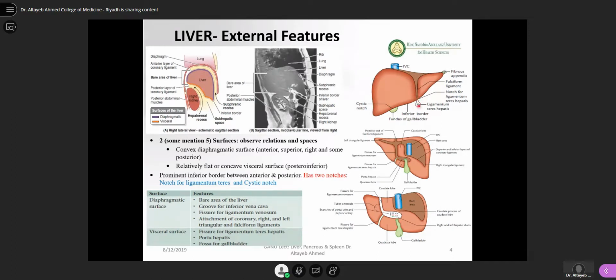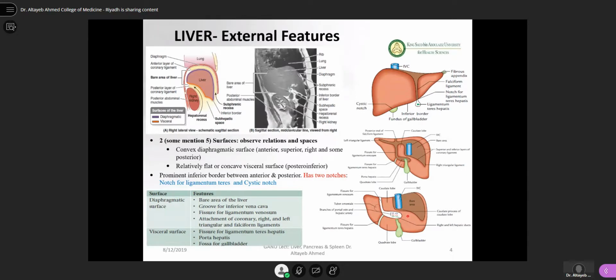Below, or at the lower limit of the falciform ligament, we have another ligament. We call it ligamentum teres hepatis. Also, posteriorly, we have this area, which is very important clinically. We call it the bare area of the liver. And we have the groove for the inferior vena cava. And we have here a fissure for what we call ligamentum venosum. On the visceral surface, on the other hand, here the ligamentum teres hepatis passes to give us this fissure. Also, we have the gallbladder groove and we have the porta hepatis groove.